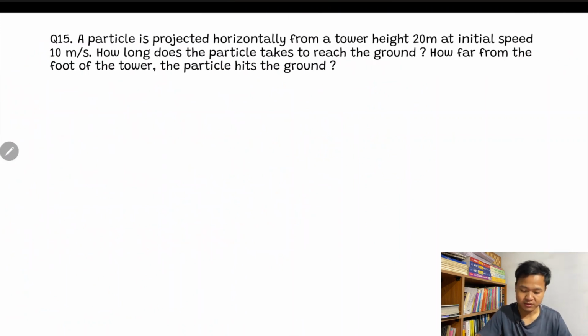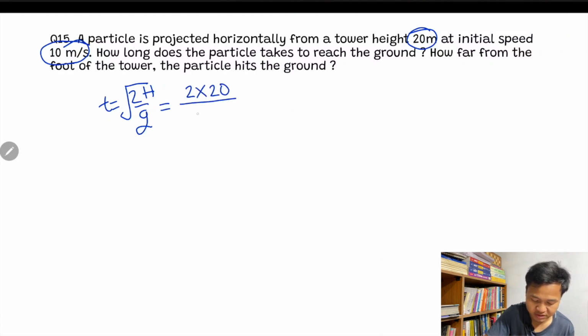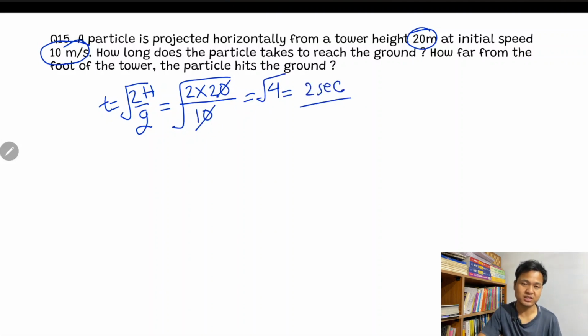So one example on the horizontal projectile. A particle is projected horizontally from a tower of height 20 meter. Initial speed is 10 meter per second. Question: how long does it take to reach the ground? Time is root over 2h by g, so 2 into 20 divided by 10. So how much is this? 2 into 20 is 40, divided by 10 is 4, root 4. So that means 2 seconds. Time of flight is 2 seconds.